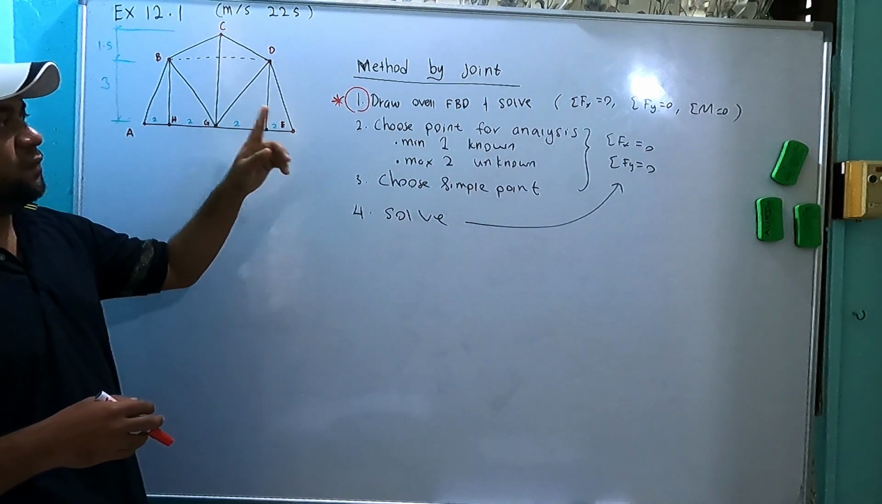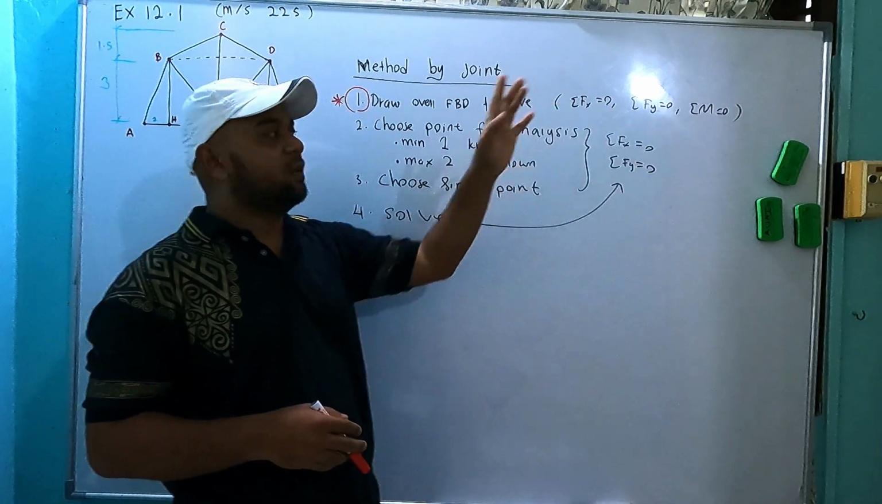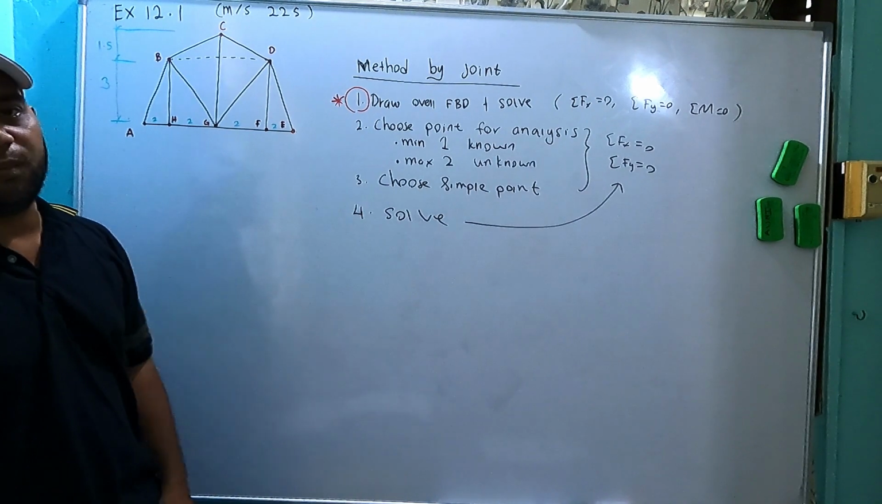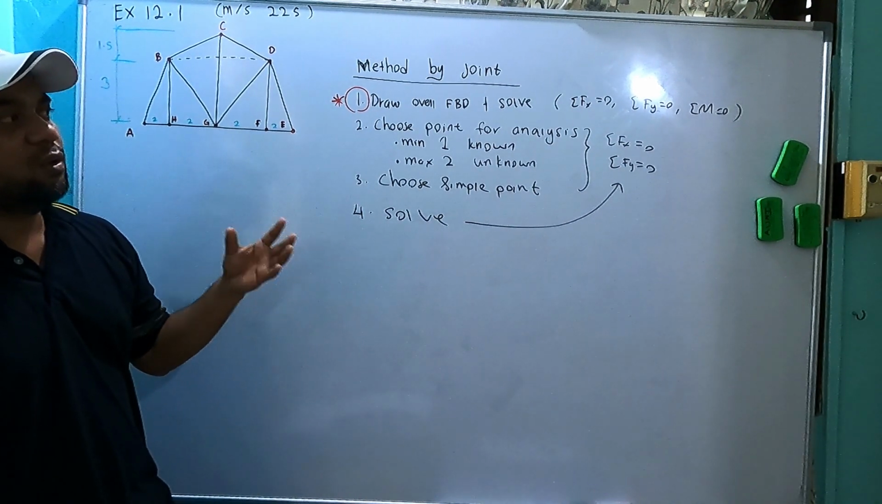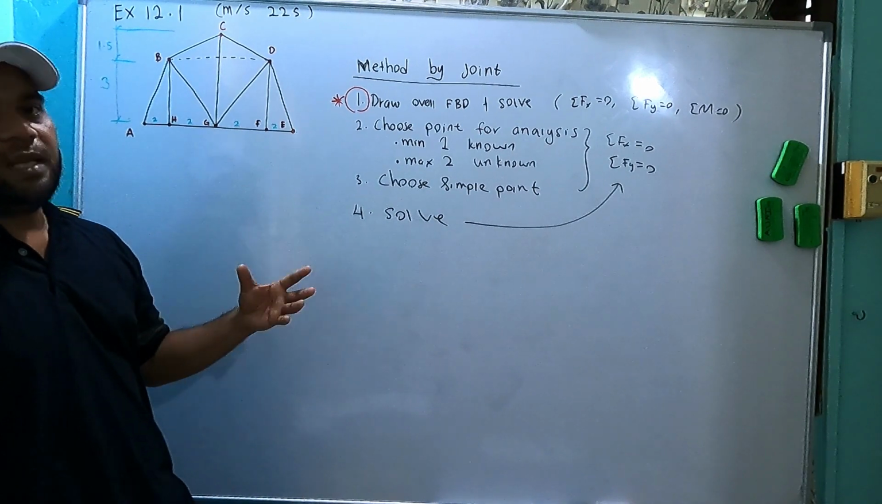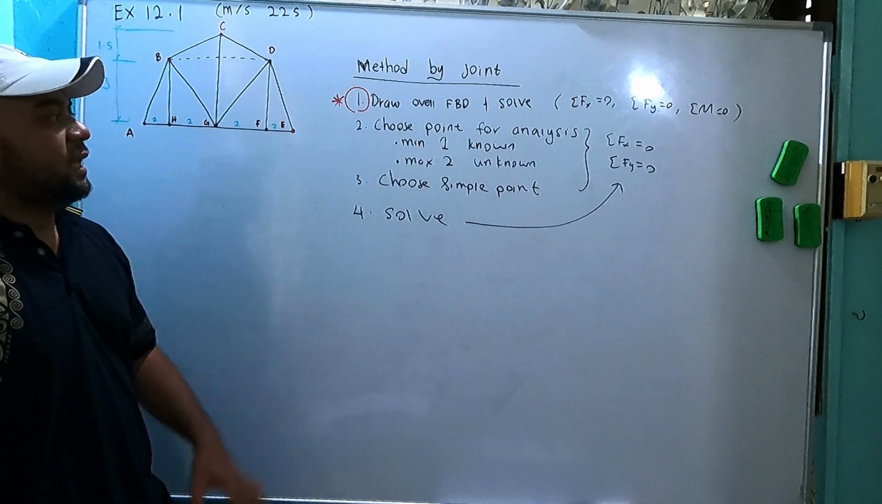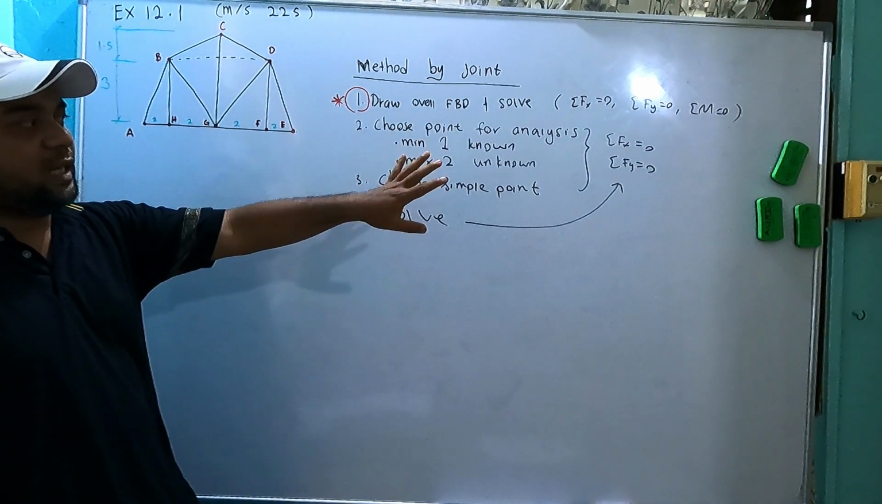Draw free body and solve. Here I put three: sigma fx, sigma fy, and sigma moment, because we are dealing with a rigid body, so we can use the moment. Sigma fx equal to 0, sigma fy equal to 0, and moment at any point must be equal to 0 for equilibrium.